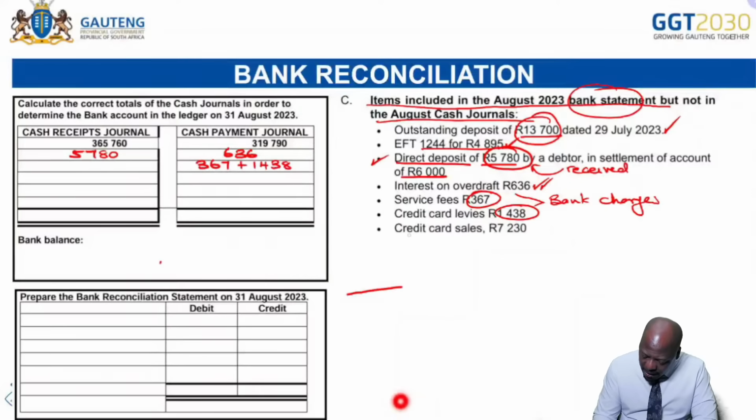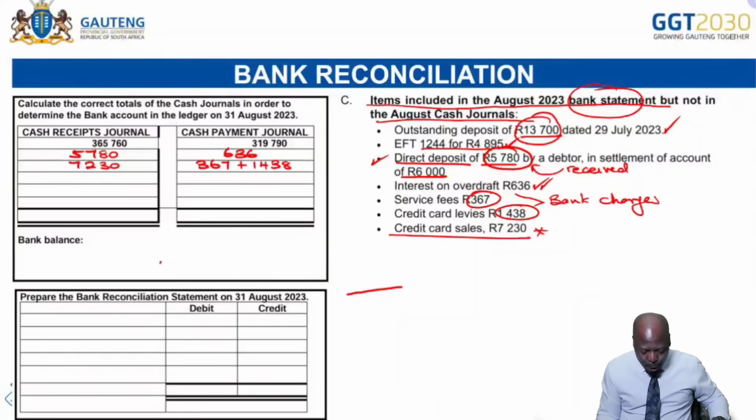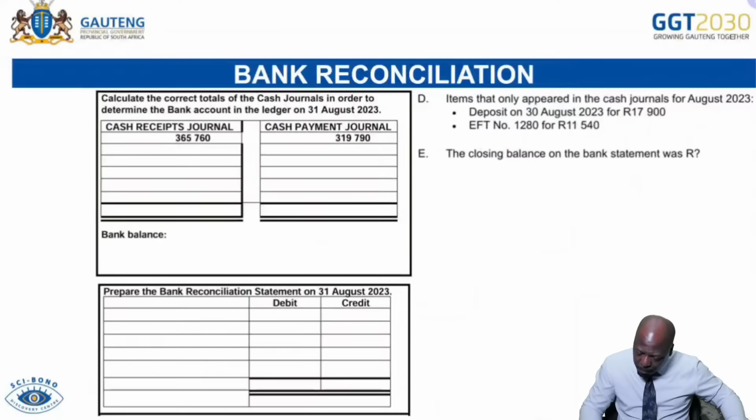And then the next one is credit card sales. The credit card sales are 7,230. So this is our receipts. It comes onto our receipts, and I'm coming here and it's going to be 7230 over there. It comes to your CRJ. Okay, so let's go on. At this point, you can see I've not yet entered anything on my PRS. Let's go on to the next one.